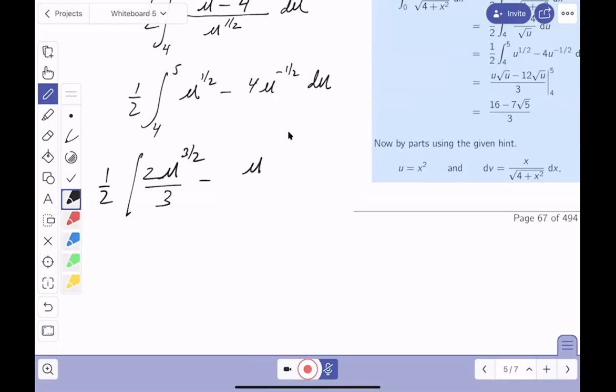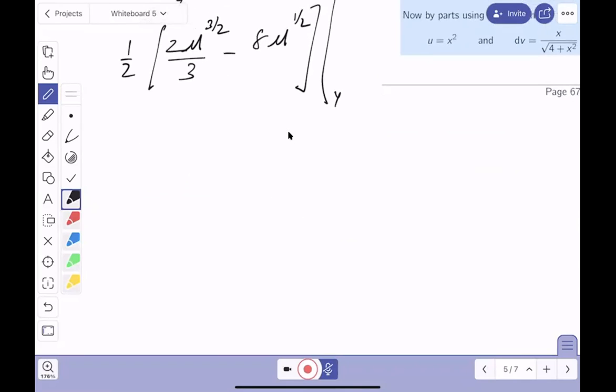Minus, well, I've got to increase that exponent by 1, which would be 1/2, divide by a half, like multiplying by 2, which would be 8. Limit of integration 4 to 5. Mistakes happen. I want to encourage you, if you're making mistakes, try to clean them up. All right, let's write this down.